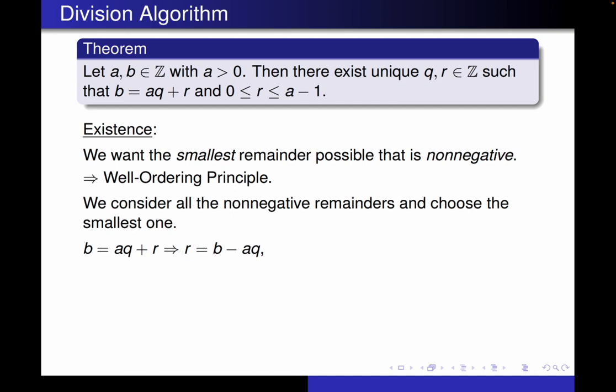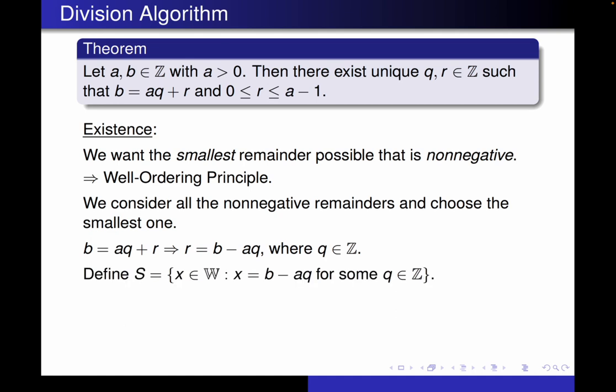Remember, b and a are given. I'm dividing b by a. q can literally be any integer. So if I want to find all the possible remainders, I just plug in all the values of q, and those will give me all the possible remainders. But again, remember, we only want the remainders that are non-negative.